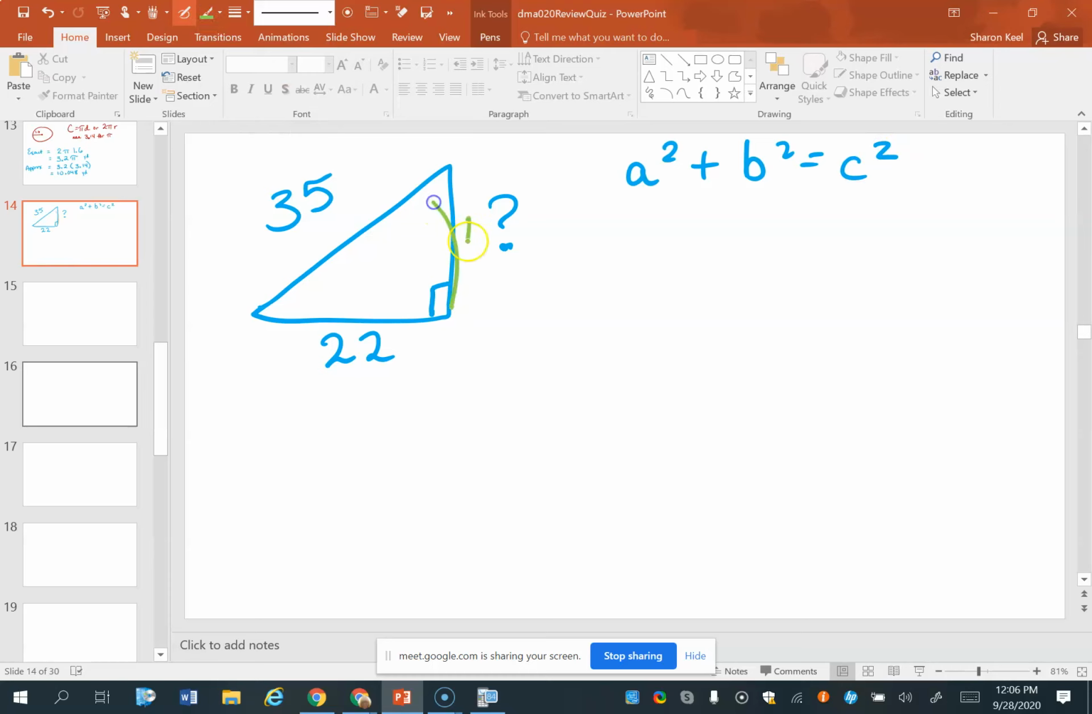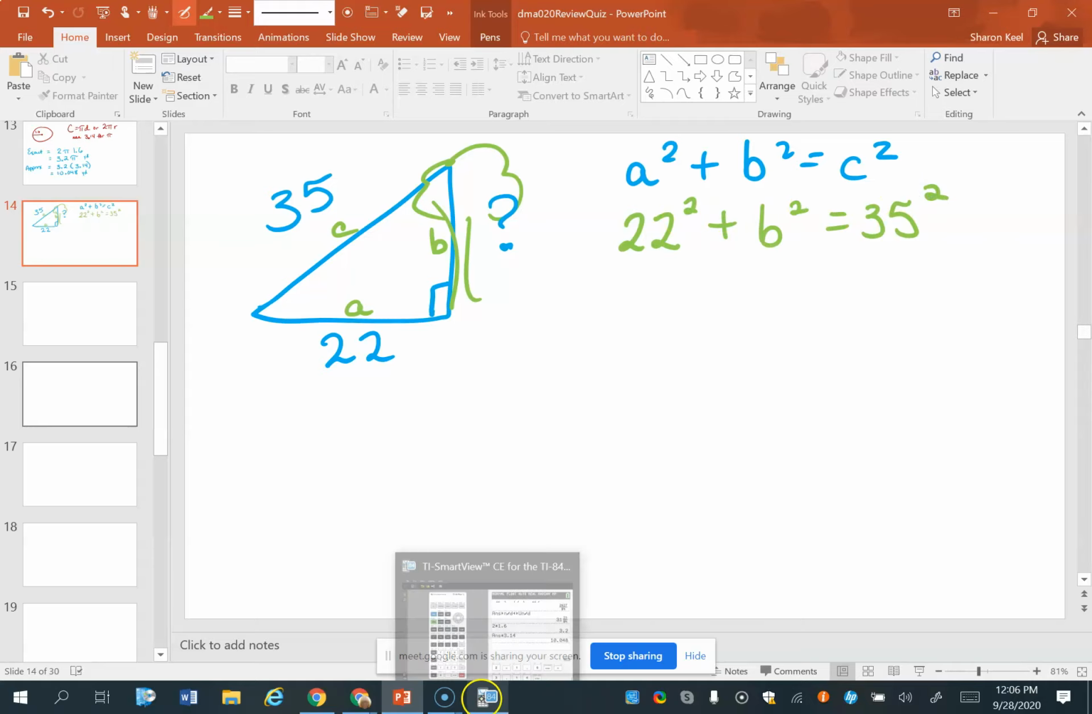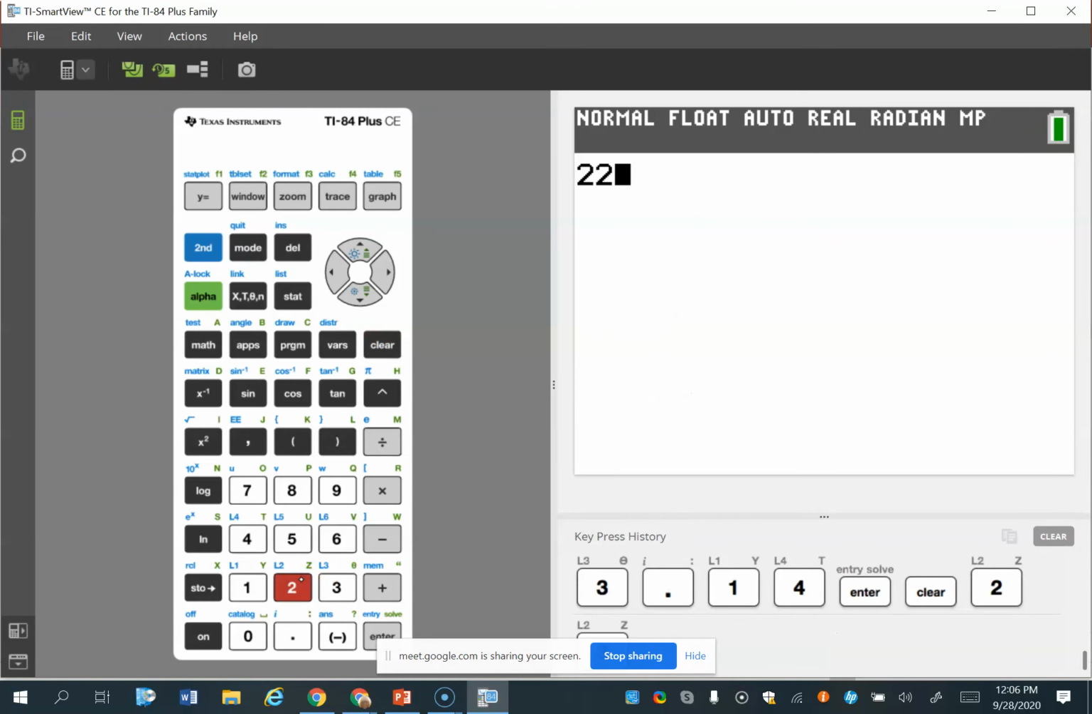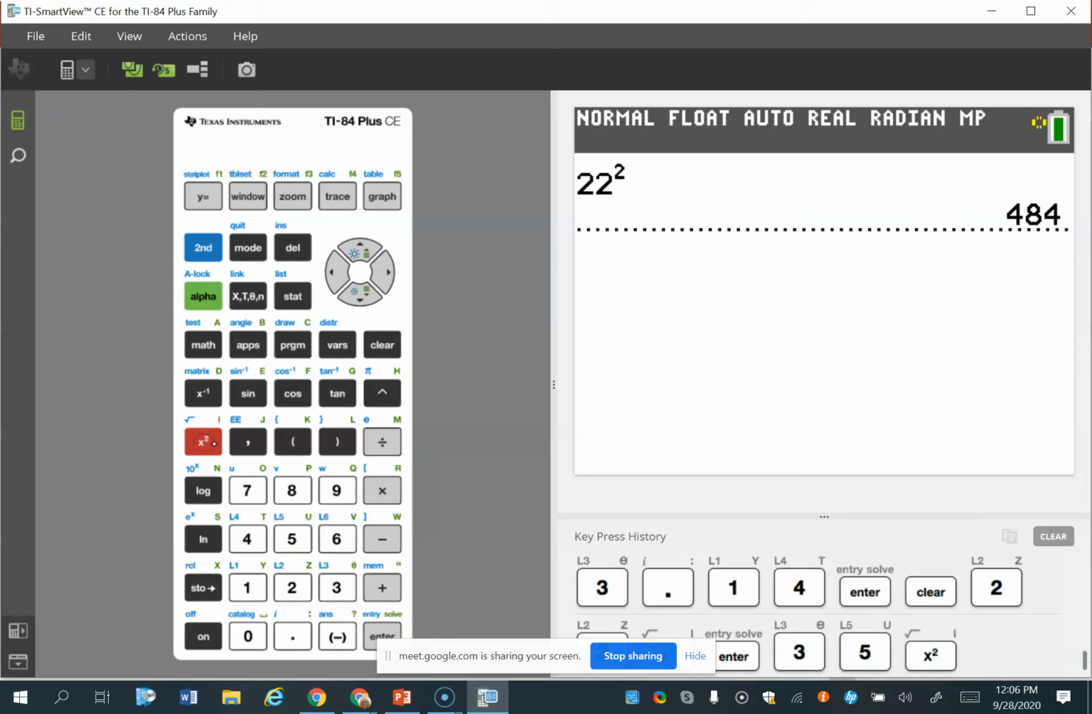And this was a tree that they had drawn. So our A and our B are the two legs that make the 90 degrees. Our C is our diagonal. A squared plus B squared equals 35 squared. Okay, so let's use our calculator to assist us. We've got 22, we're going to square it. And we're also going to need to square our 35.